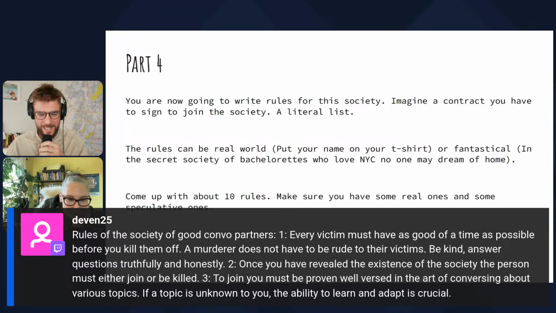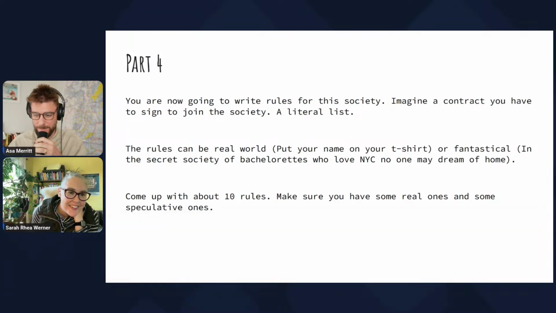Every victim must have as good of a time as possible before you kill them off. A murderer does not have to be rude to their victims. Be kind. Yeah, this is an elaborate rule. I love this. Once you've revealed the existence of the society, the person must either join or be killed. To join, you must be proven well versed in the art of conversing. Incredible. Wow. Okay. This is so generative.